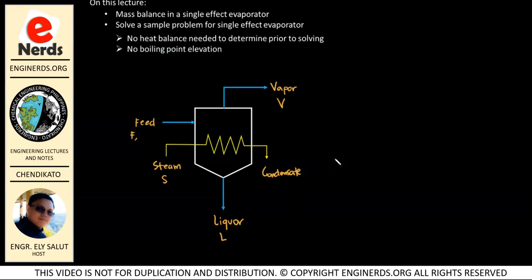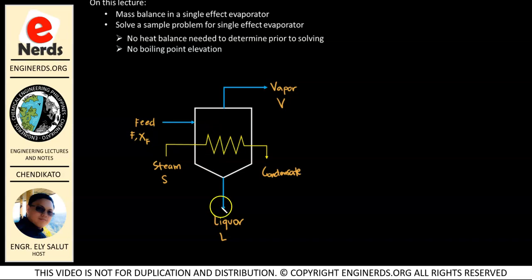Katulad din nung binanggit natin sa previous lecture natin, yung ating feed which is dilute, meron tayo ditong solute and a solvent. And in order to know kung ano ba yung amount ng ating solid dito sa ating feed, we usually express this into mass fraction, or solid fraction. So that will be our XF dito. XF is the solid fraction in feed. This is dimensionless because this is a mass fraction.